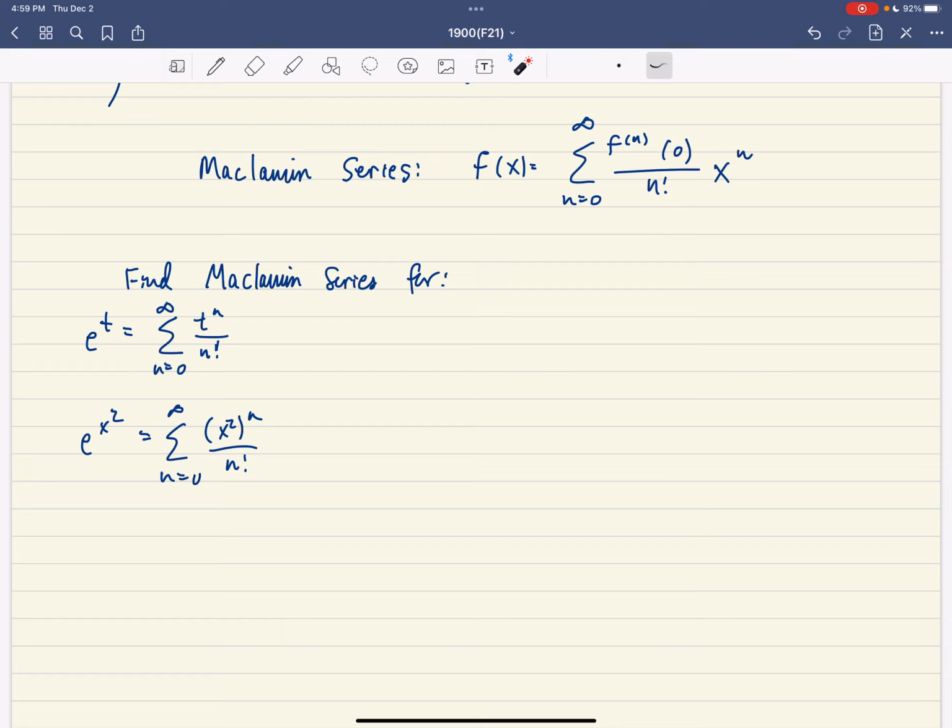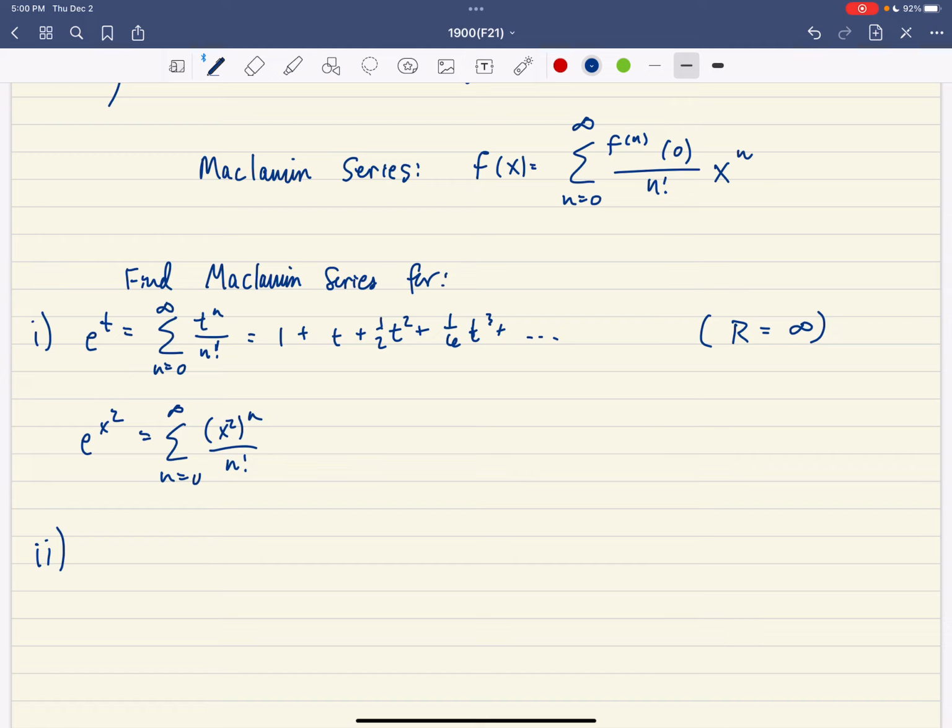So this Maclaurin series for e to the t is super important. As n goes from 0 to infinity, we end up with 1 plus t plus 1/2 t squared plus 1/6 t cubed, and so on. This is valid, by the way, for all real numbers, so this is a power series with radius of convergence infinity. That's the first one to know.